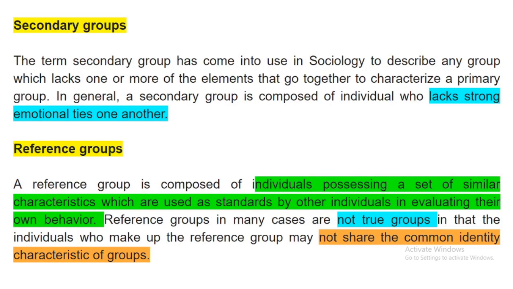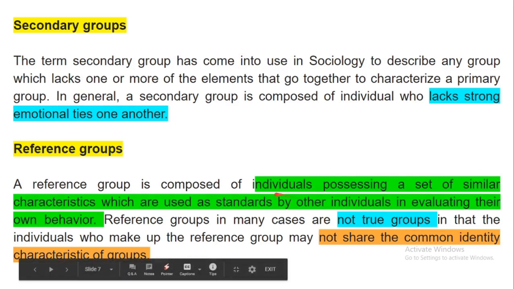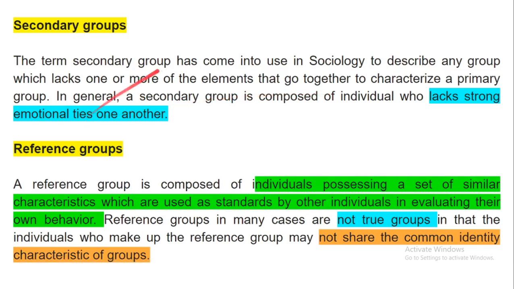Now next, secondary group. The term secondary group has come into use in sociology to describe any group which lacks one or more of the elements that go together with the characteristics of a primary group. That means a secondary group is described in sociology as one where what is found in a primary group, like close interaction, emotional bonding, small group, is less. This kind of nature is not there in a secondary group.